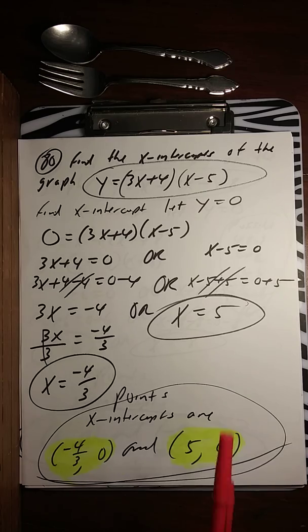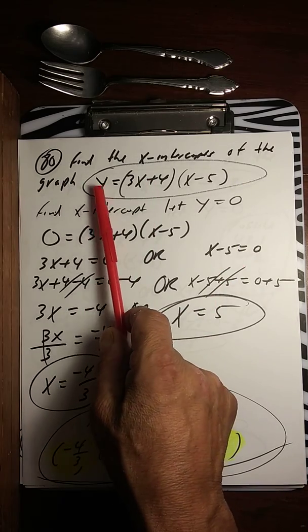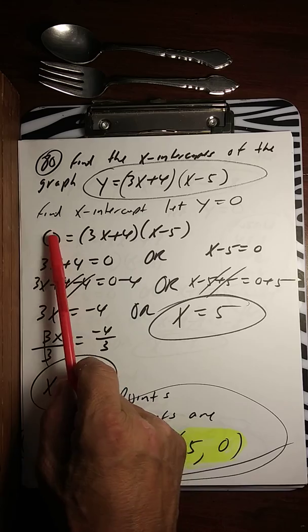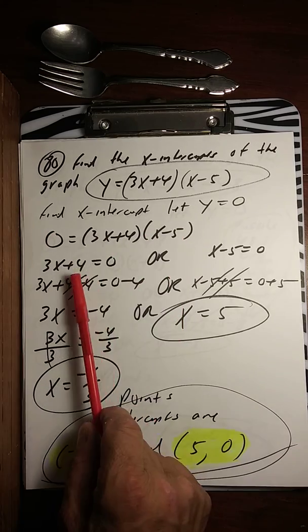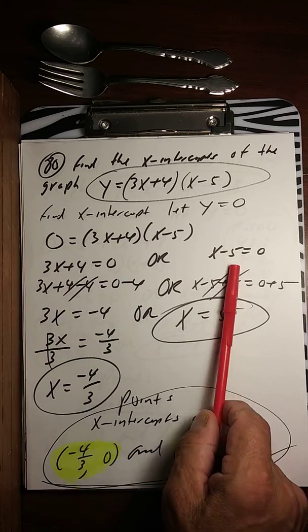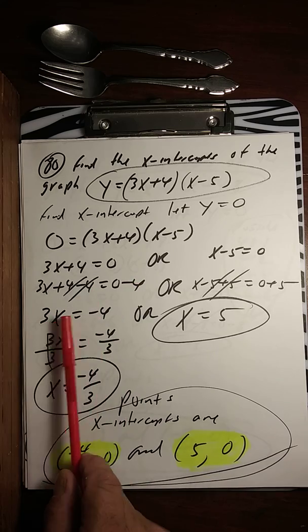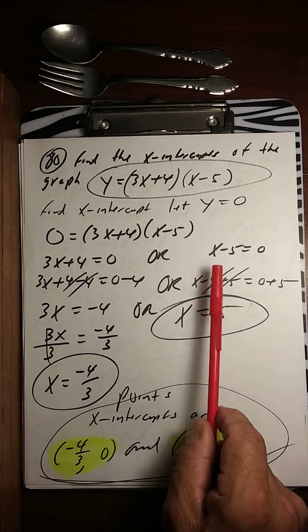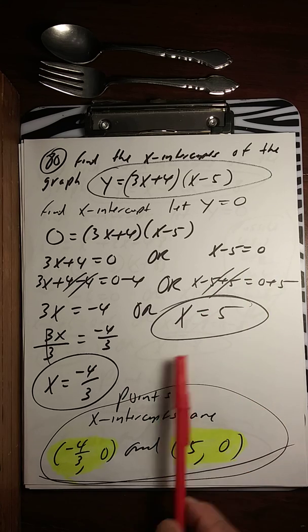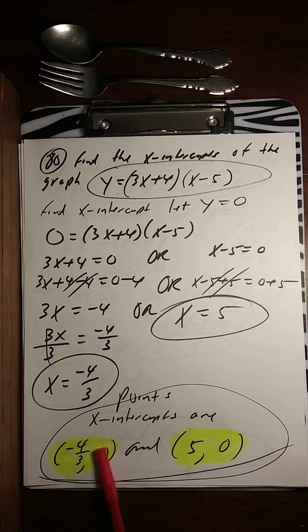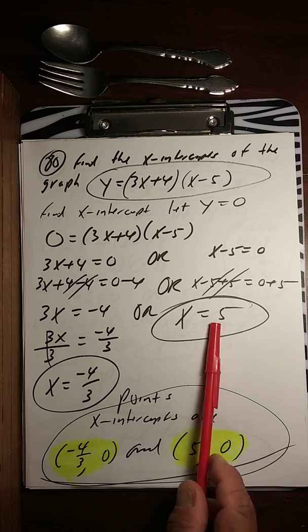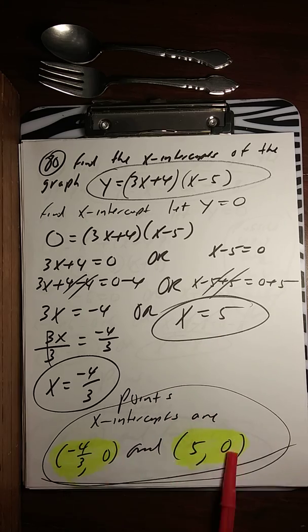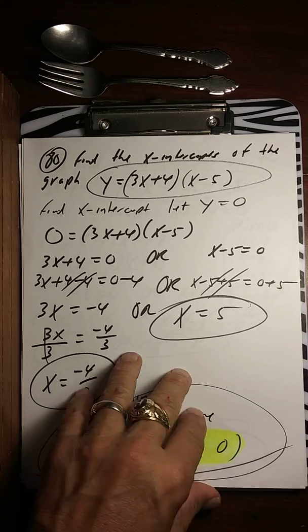Find the x-intercepts of the graph. So to find the x-intercept, y equals 0, so put 0 here equals this, and that one equals 0, and that one equals 0. So this one minus 4, 3x equals negative 4, divided by 3, x is negative 4/3. Add 5, so x equals 5. So we have negative 4/3 and 0. And we have 5 and 0, the 2 points right there. The intercepts.